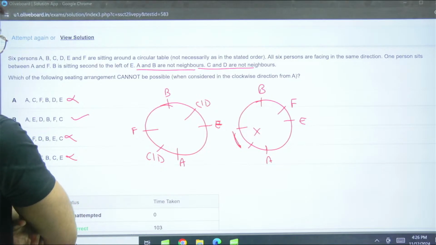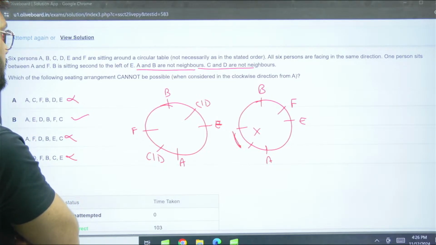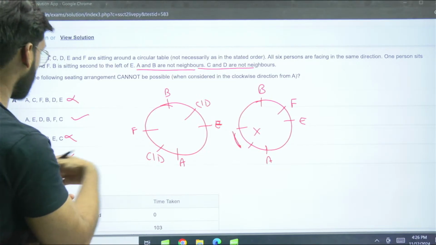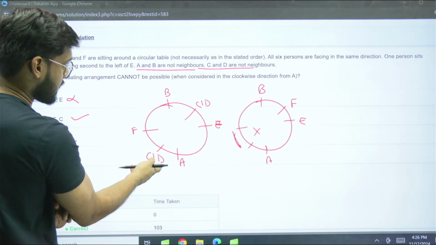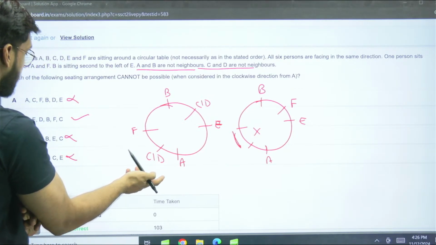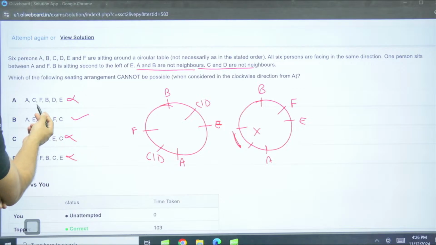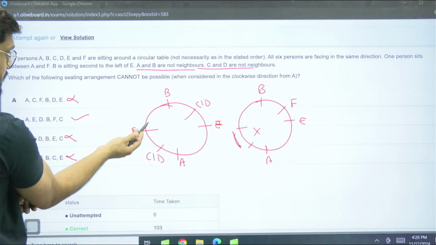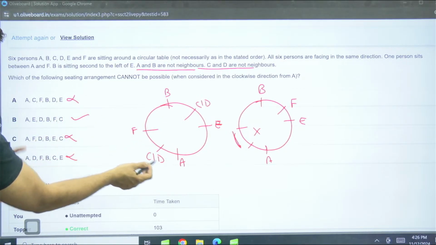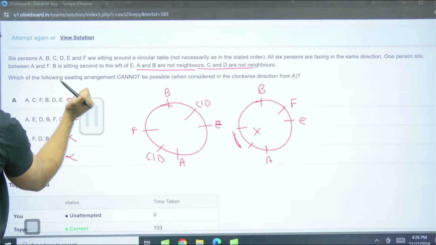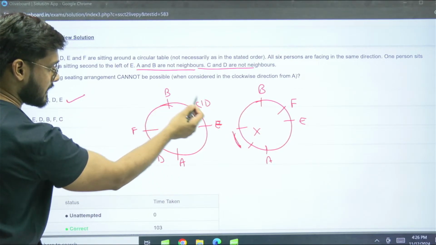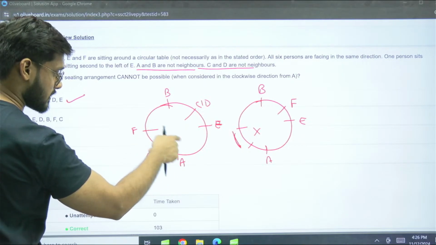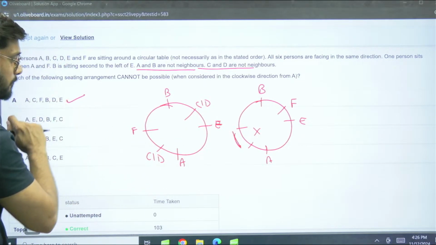Which of the following arrangements cannot be possible when considering the clockwise direction from A? A, C, F, B, D, E. Now A, C, F, B, D, E. This is possible when turning in the clockwise direction.